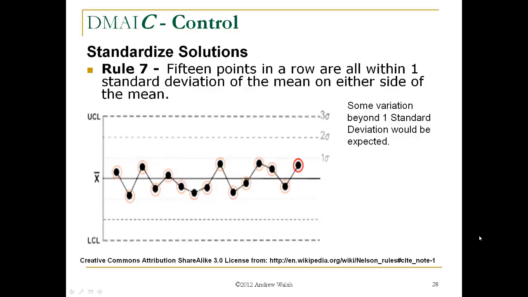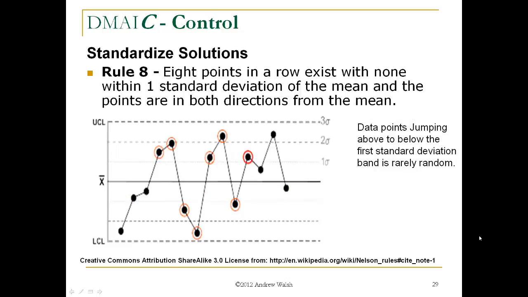Rule 7: 15 points in a row that are all within 1 standard deviation of the mean on either side of the mean. Some variation beyond 1 standard deviation would be expected. We were complaining about too much before, now we're complaining about not enough. This may indicate that maybe a sensor or something is stuck or frozen, where the measurement is not getting taken and you're not really seeing the variation here. But there should be more data outside of 1 standard deviation. Something may have happened to the process, tightening it up. That may be something you're expecting after an adjustment.